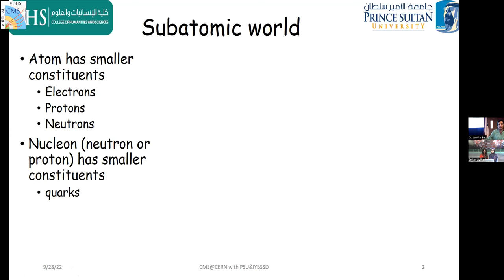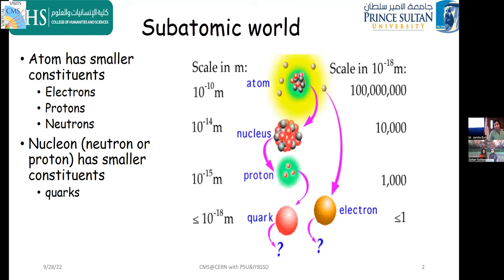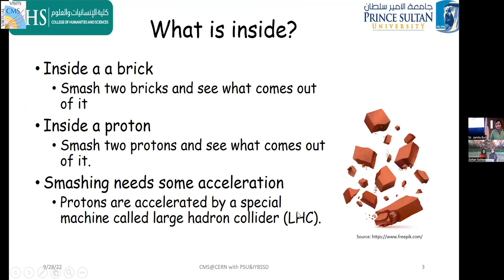Everybody knows about atoms. They have electrons, protons, and neutrons. But do you know there are smaller things inside neutrons and protons? We call them quarks. And this is an artist's point of view of how an atom looks. In the center, we have the nucleus with neutrons and protons, and these are electrons. If I look inside the proton, these are smaller things we call quarks. And to study this subatomic world, how do we look inside a proton?